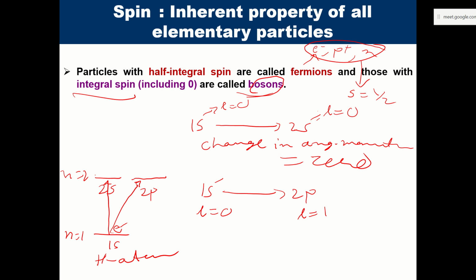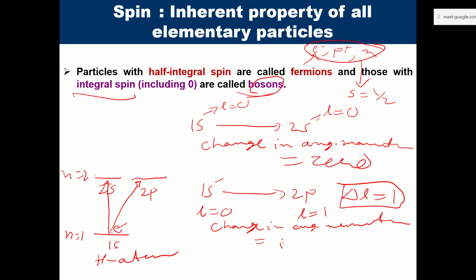In that case, what is the change in angular momentum? The change in angular momentum is given by delta L. So delta L here is 1, okay? Delta L in this case is 1, and the change in angular momentum will be root 2 h cross.